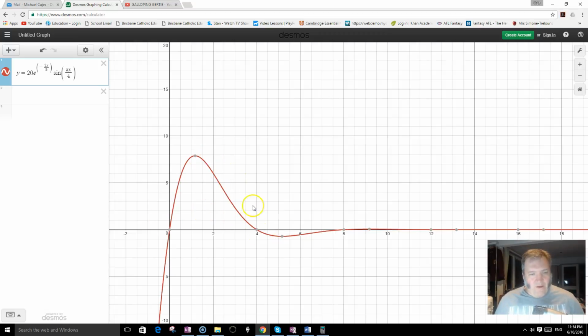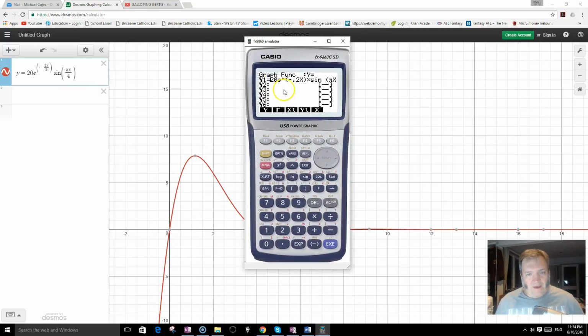Excellent. So anyway, if we wanted to integrate that, Desmos draws it beautifully but doesn't find the integral for us. Your calculator will, though. So here I have the function entered in there. If I wanted to find the definite integral, your calculator's good at definite integrals. So let's have a look and see what happens if I do the definite integral of that.